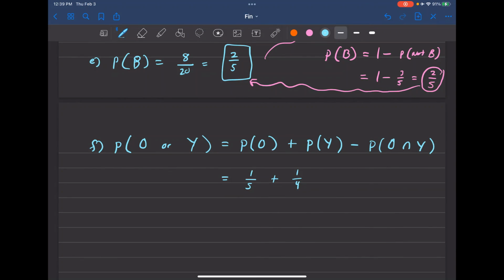And of course, there's no way you can get orange and yellow. So this has to be 0, because you're only pulling one marble and each marble has one color, not two. Therefore, if you combine this up, you will get 9 out of 20. So that's the probability of getting either an orange marble or a yellow marble. All right, so that's it for this video.